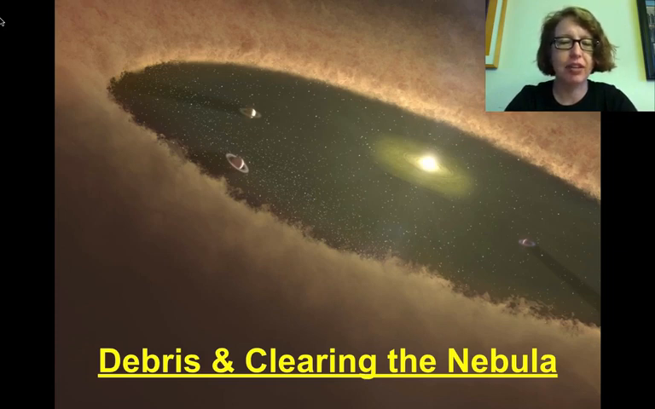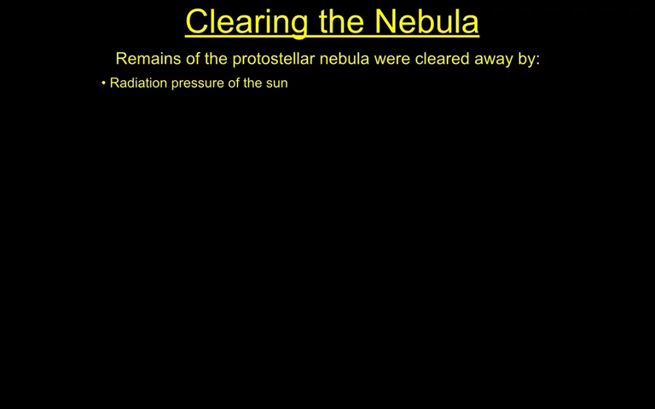We talk about the fact that there are planets, there are asteroids, there are dwarf planets, but we don't talk about these big clouds of stuff that's out there because they're not there. So how are we going to get the rest of this nebula out of here? To clear this nebula out, we're going to use the radiation pressure from the sun.